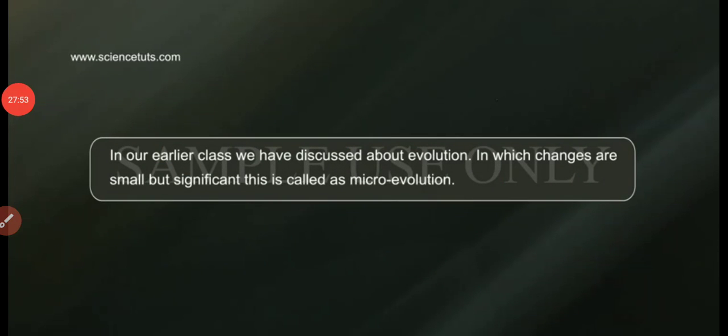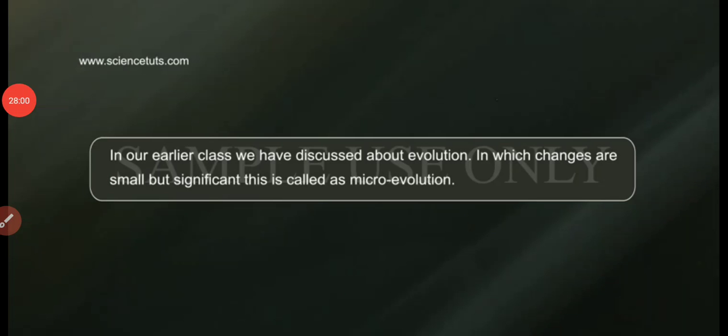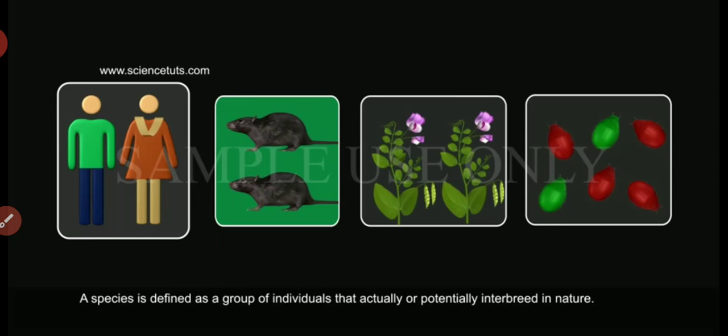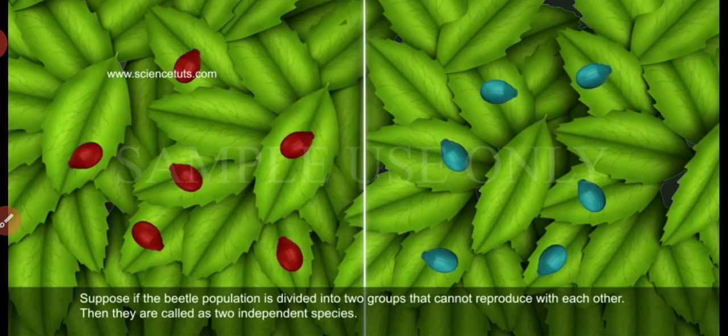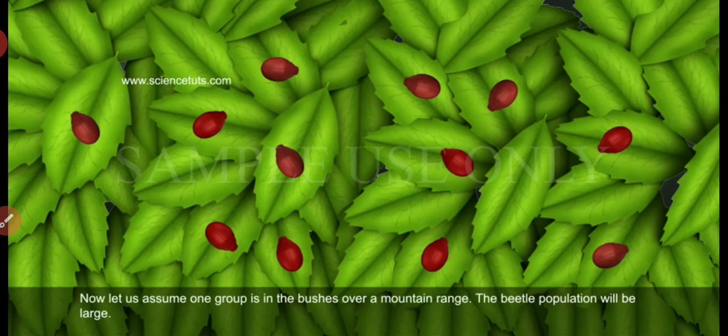In our earlier class, we discussed evolution, in which changes are small but significant. This is called microevolution. But microevolution doesn't explain how new species come into existence. So what is meant by species, and how do new ones evolve? A species is defined as a group of individuals that actually or potentially interbreed in nature. Suppose the beetle population is divided into two groups that cannot reproduce with each other, then they are called two independent species. Now let us assume one group is in the bushes over a mountain range.